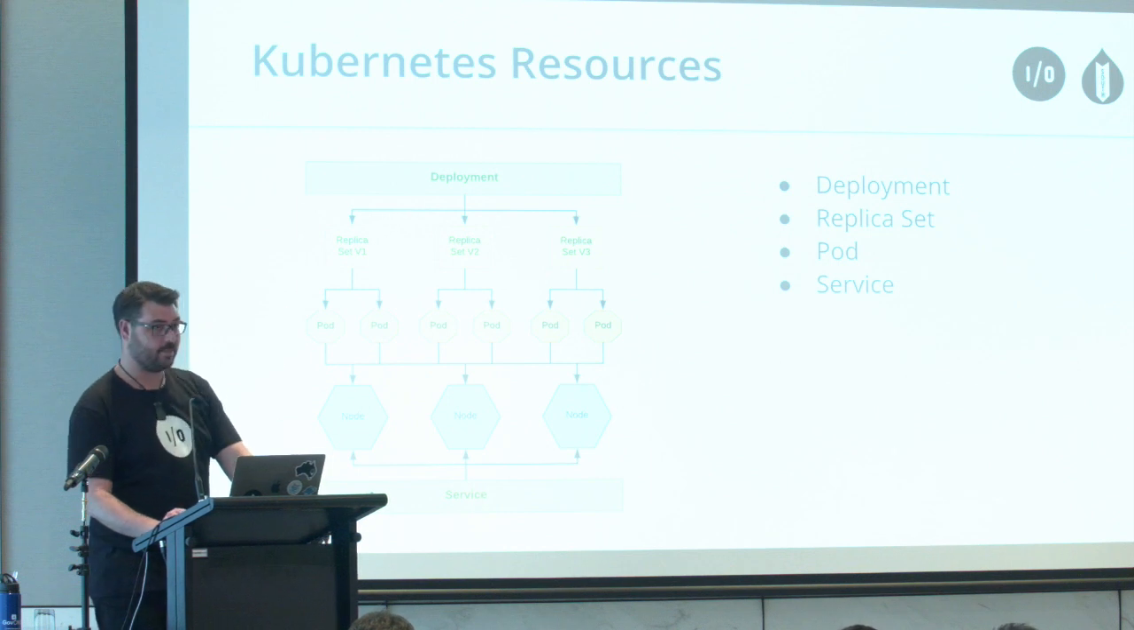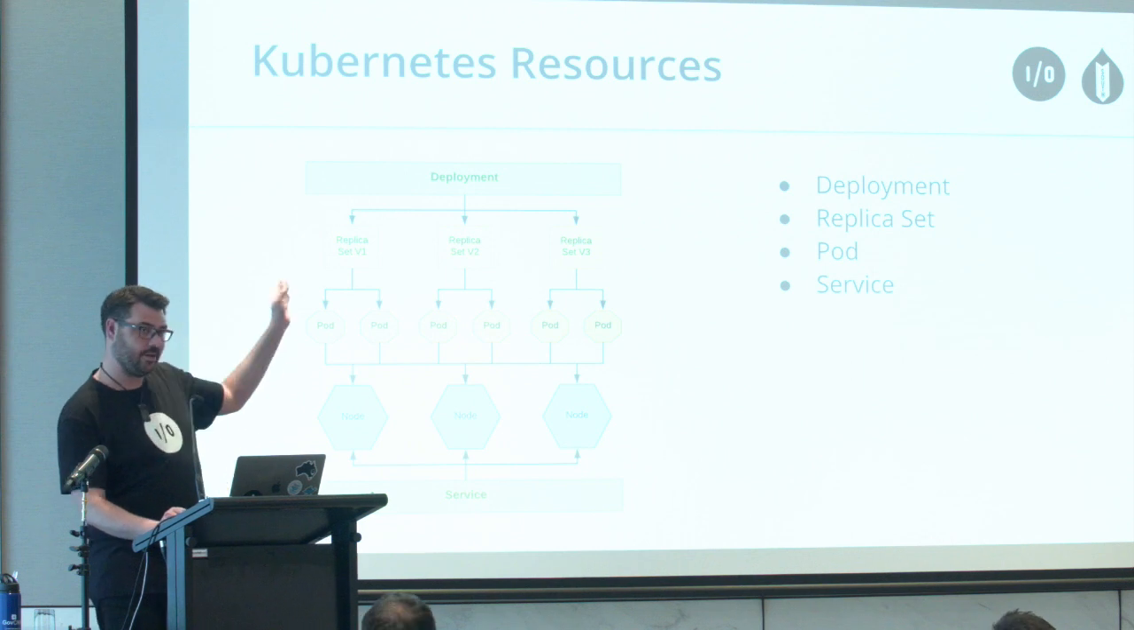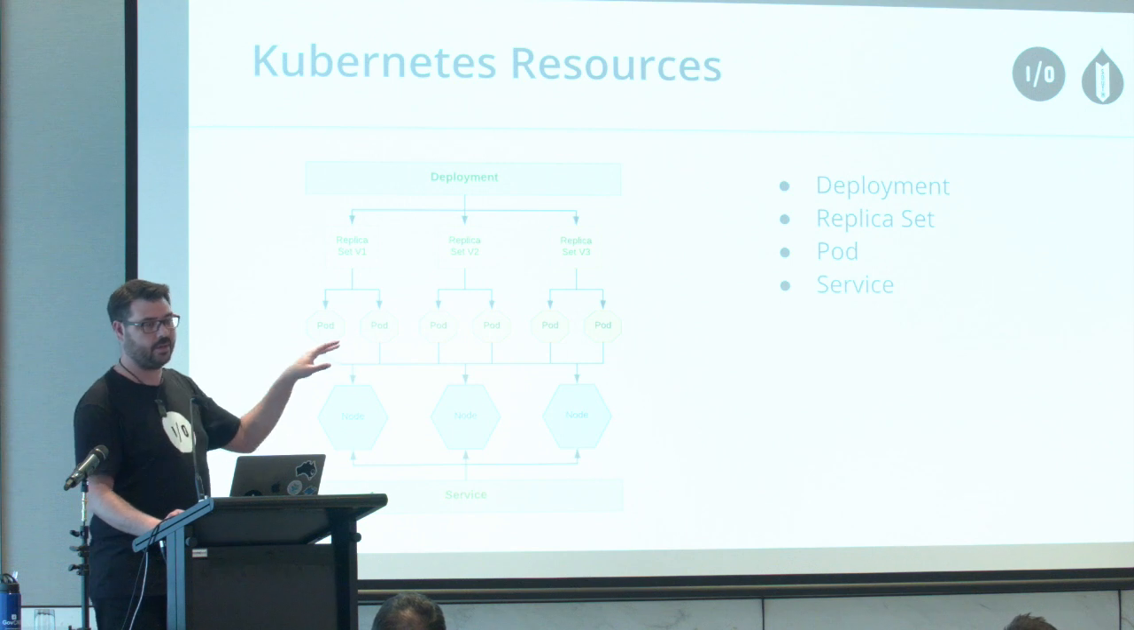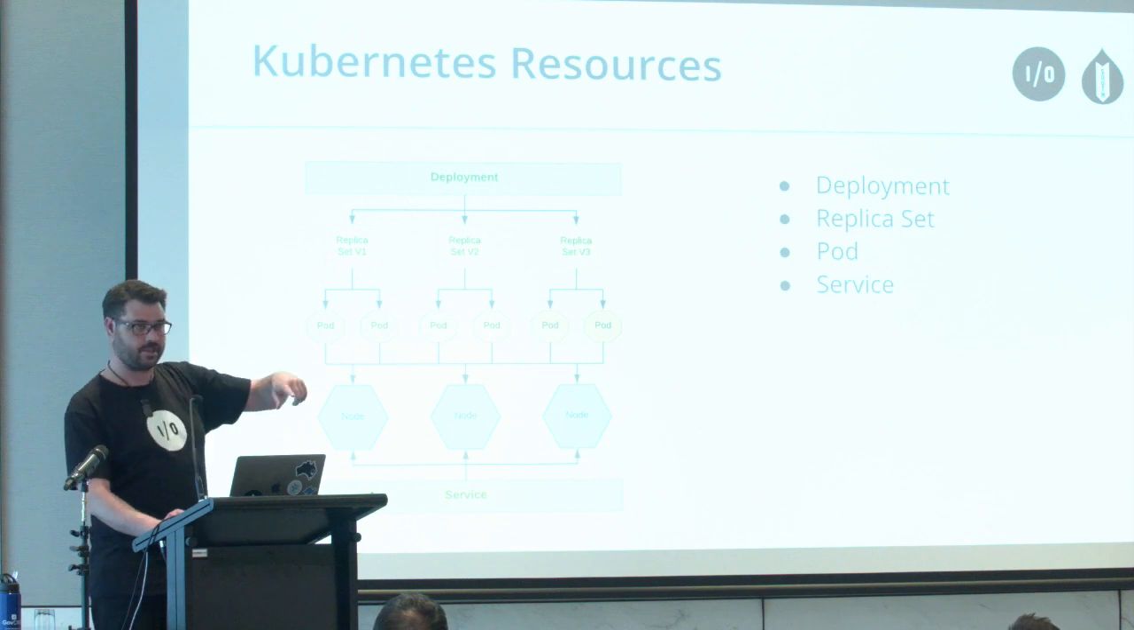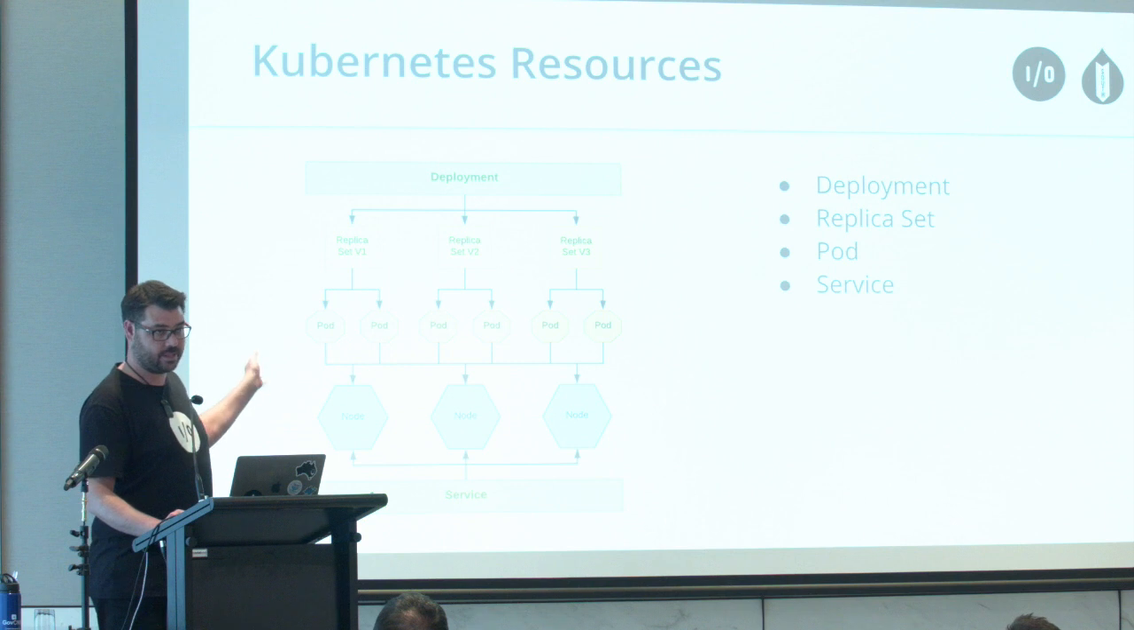One of the other major benefits that comes with it is rolling updates. When you release that new version of a replica set, it will wait until the pods are up and ready and running before the service actually switches over. So you can get zero downtime deployments.